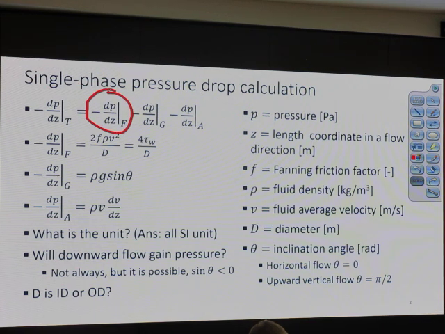This doesn't depend on friction factor, right? Friction factor is from Reynolds number. Reynolds number is rho V over mu. We need to know viscosity. If viscosity keeps changing with the distance, or if density keeps changing with the distance, how do we do it? How do we do it if the fluid property change with the distance?